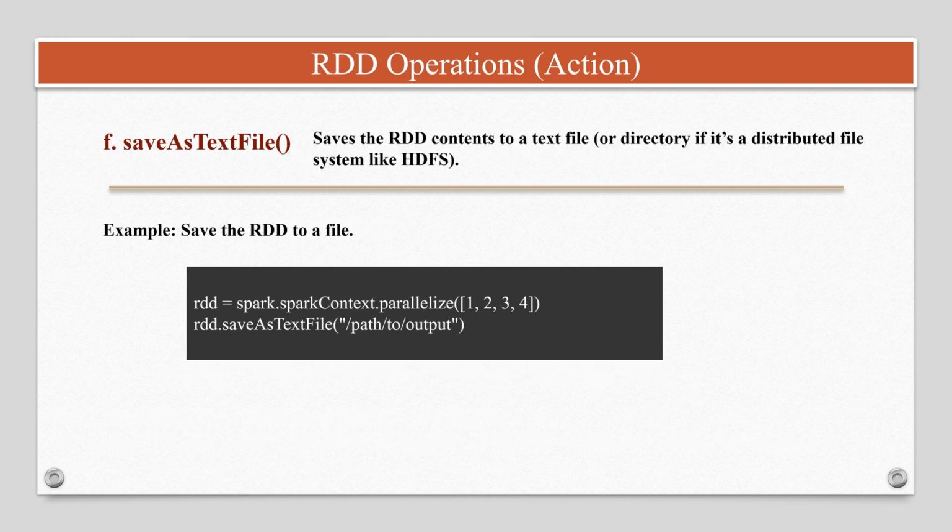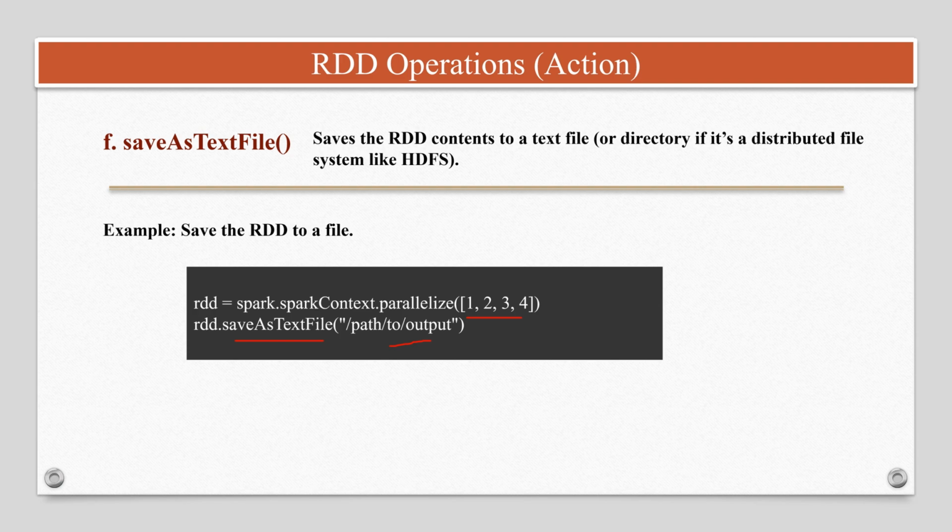Next one is saveAsTextFile. saveAsTextFile saves the RDD contents to a text file, or directory if it's a distributed file system like HDFS. Example, save an RDD to a file. We have an RDD of elements 1, 2, 3, 4, and we have used saveAsTextFile and given the path. So this operation will save elements into a text file.